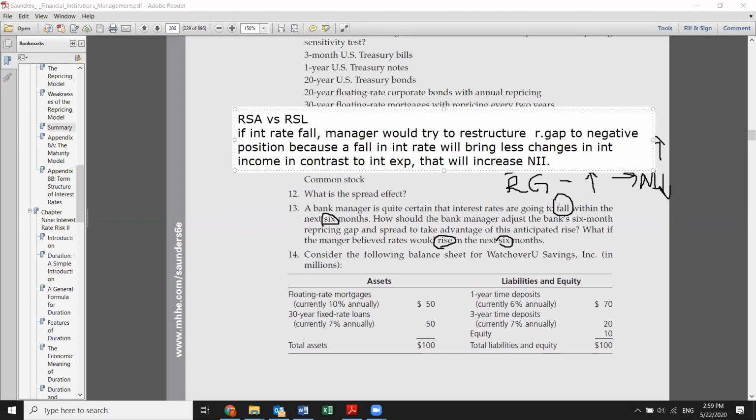So if the interest rate falls, but if the interest rate increases, the manager should try to restructure the balance sheet, the repricing gap, to a positive position, because a change in the interest rate will cause a higher increase in the interest income than in interest expense. And eventually, it will bring an increase in the net interest income. So this is how we can relate the relationship between rate sensitive assets and rate sensitive liabilities with the changes in interest.